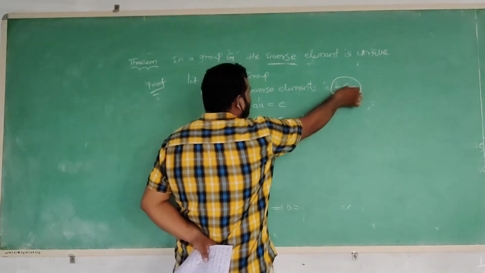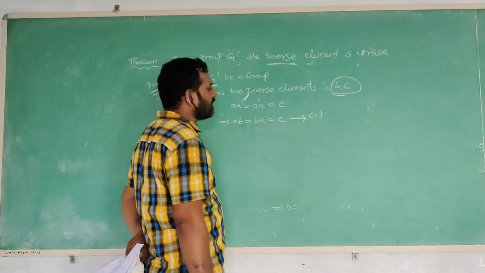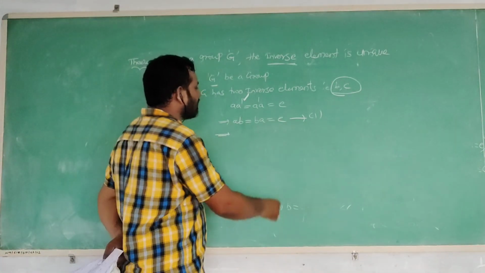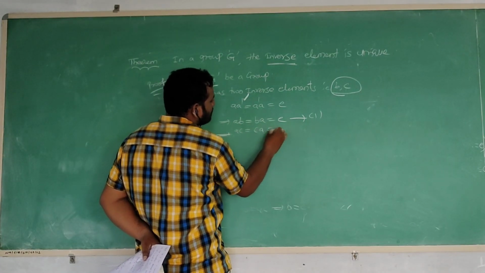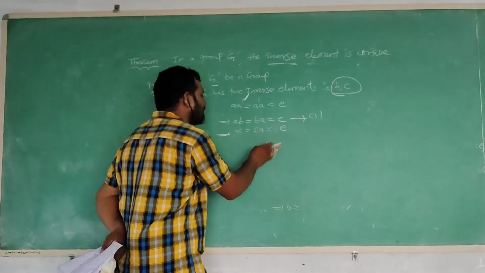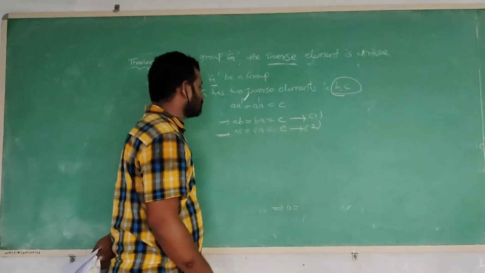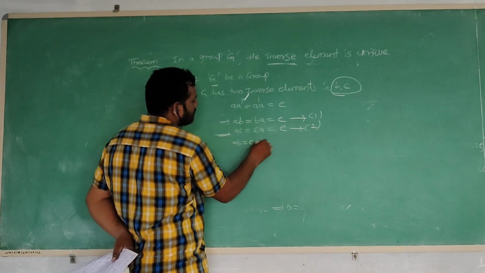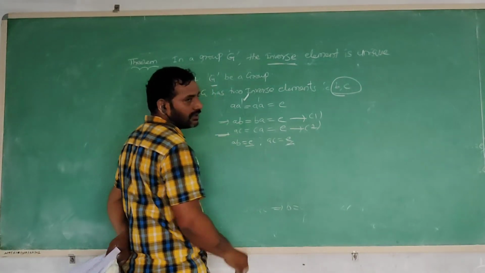Let us suppose C is also an inverse element of A in G. Then AC equals CA equals E, which is equation 2. According to this, we can write AB equals E and also AC equals E. Then these are equal.